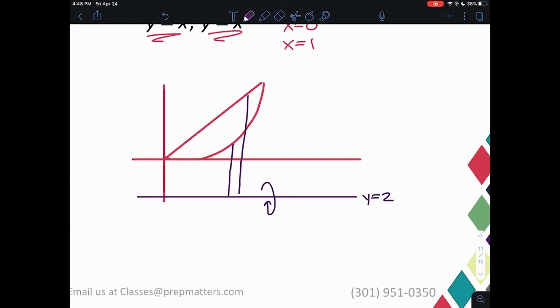That's if we're rotating around a horizontal line. The x-axis, some other y equals 2, y equals 7, sorry, this would be y equals -2. Y equals -2, y equals -4, whatever it is.